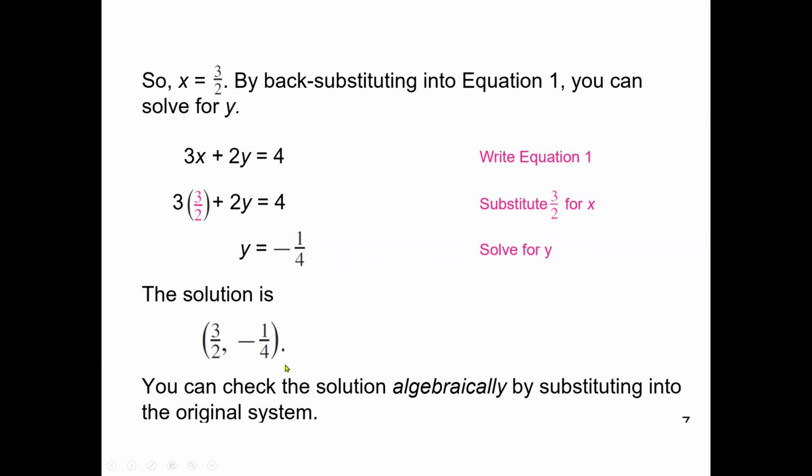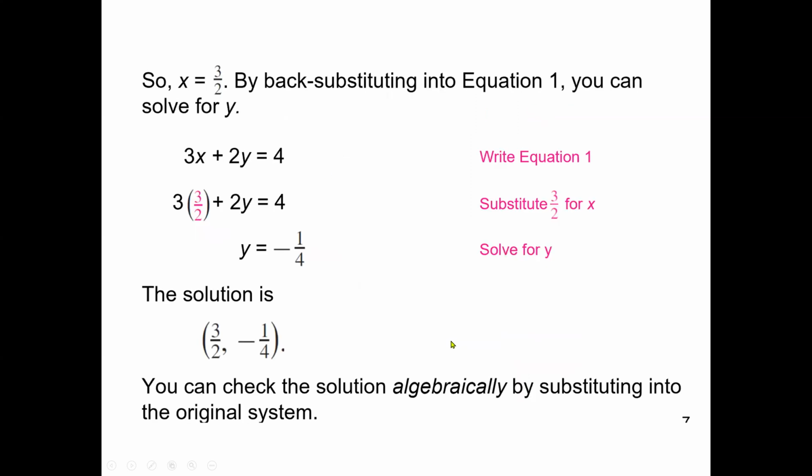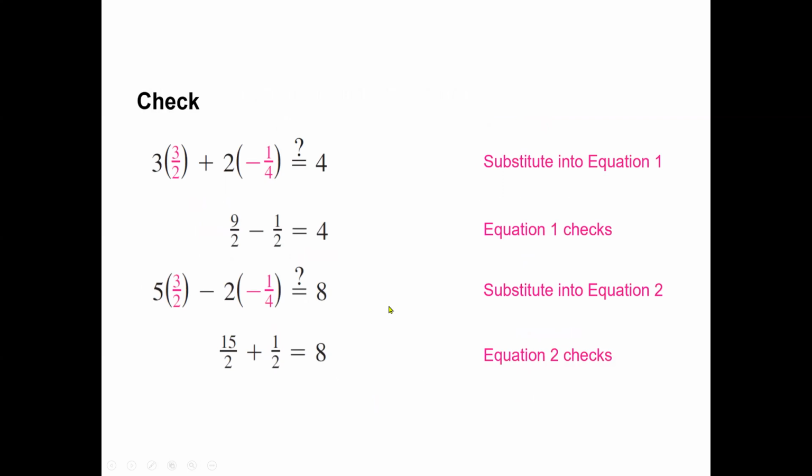Now, if you want to make sure your answer is correct, when you get the value of x and y, you can come back to the original equation and substitute the values of x and y. You will get the same value as 4. If you substitute in the second equation, you get 8 equal to 8. If you don't get it, that means the answer is wrong. So that's what we're doing here. We are checking our answer.